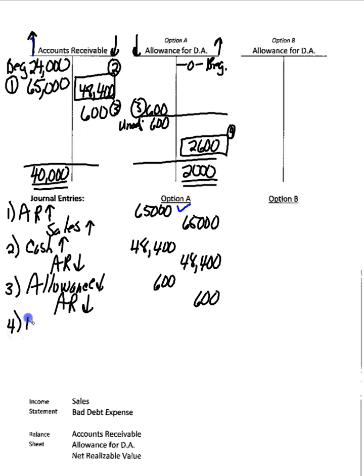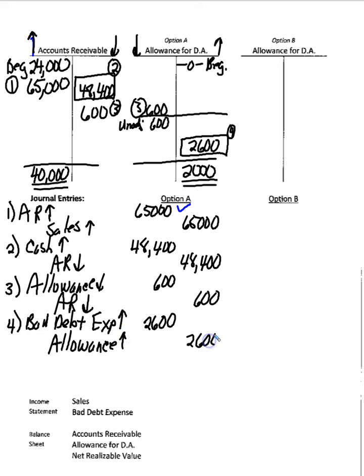Okay, let's go down here and write our entry for bad debt expense. $2,600, increase the expense, and we will also increase the allowance account for 2,600. And we've already posted that in essence. Okay, so that's option A. And so in option A, we're going to report on the balance sheet this $40,000. And then allowance for doubtful accounts, 2,000, it's a negative, right, a contra asset. So our net realizable value, I guess I left off a 0, didn't I? 40,000 minus 2,000, we have net realizable value of 38,000 on the balance sheet.